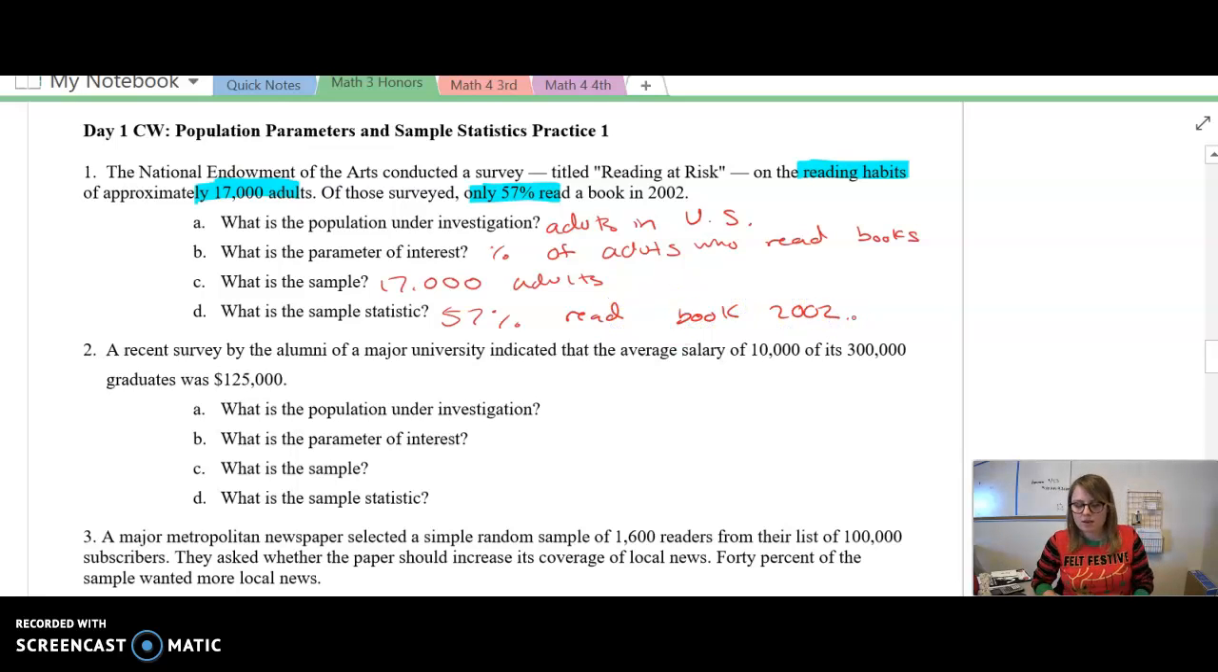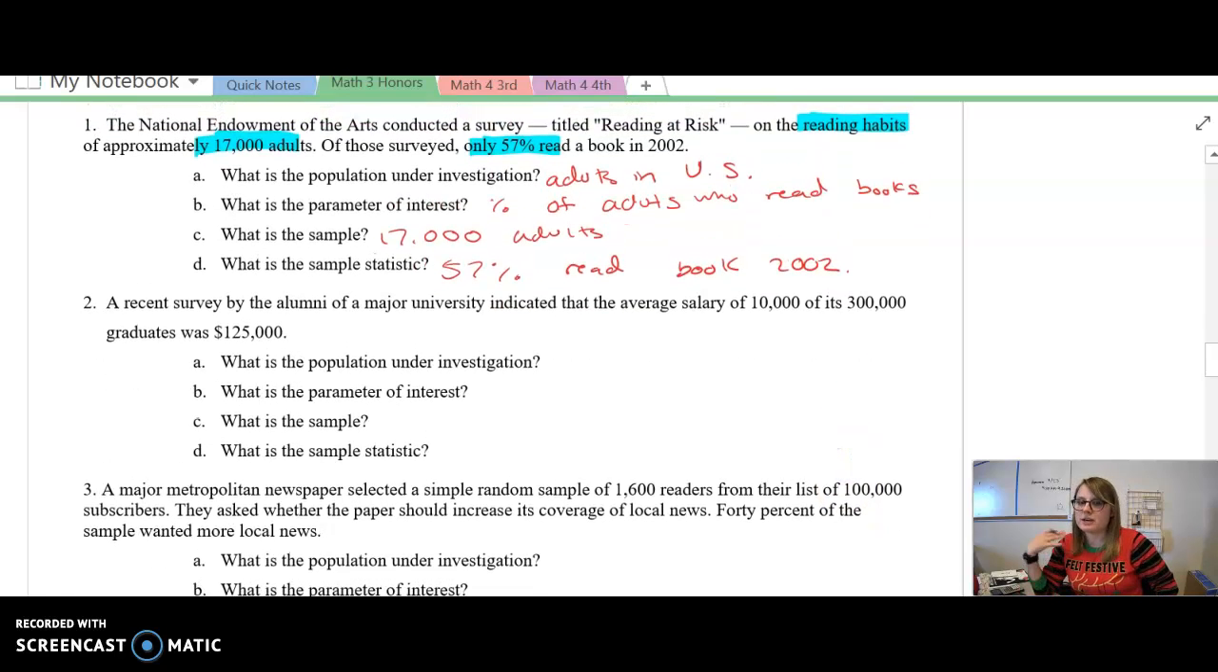Okay? So that is why this is a statistic, because we can't get every single adult to answer this question, so this is why it's a statistic and not a parameter.